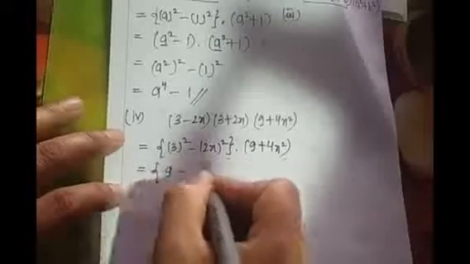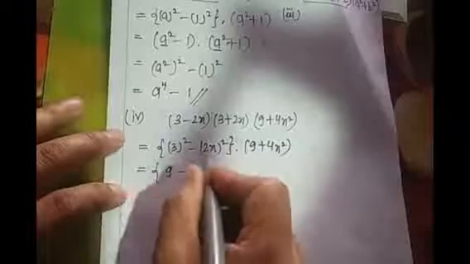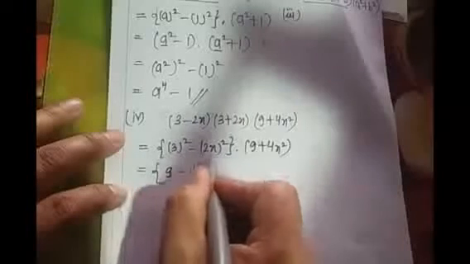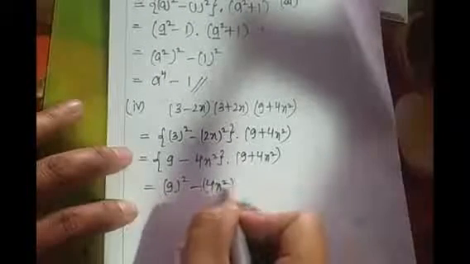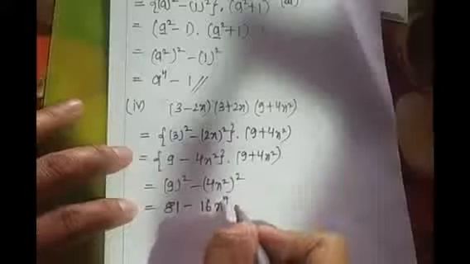So I hope you people are understanding. 3² is 9 minus (2x)², 2x whole square, so this is 4x², into (9 + 4x²). So again (a + b)(a − b), which is 9² − (4x²)². So therefore this is 9 nines are 81 minus 16x⁴.